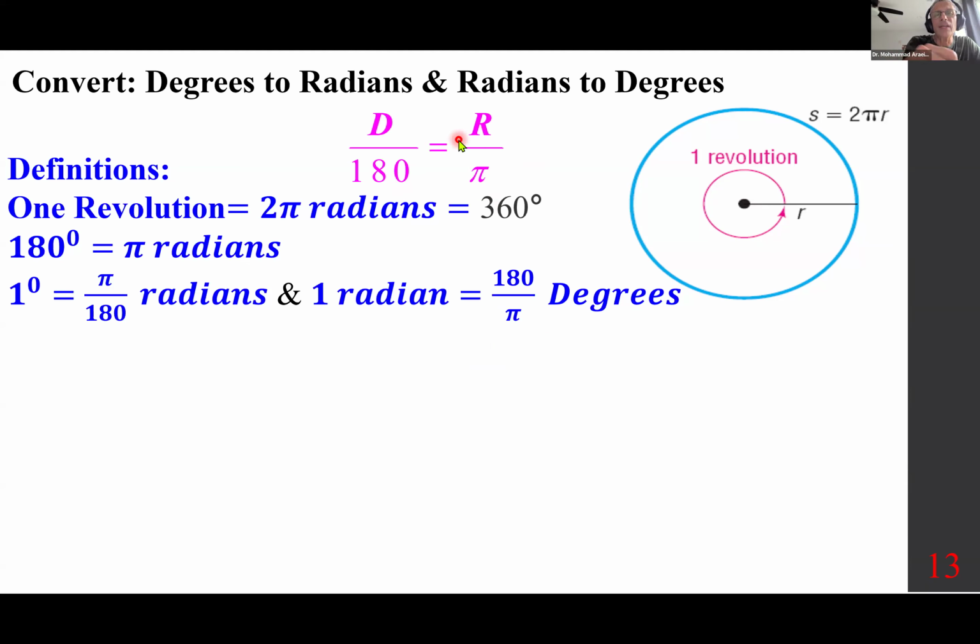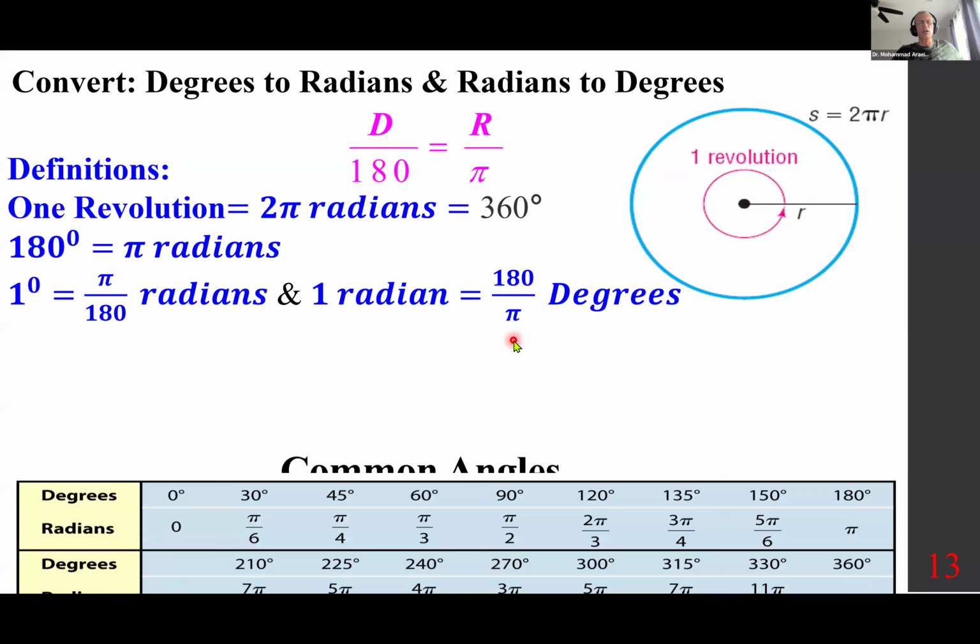If you have any of them missing, replace it. So you have the radian, put it here, find the degrees. You have the degrees, put it here, find the radians, or just multiply in this fashion by pi over 180, or 180 over pi.